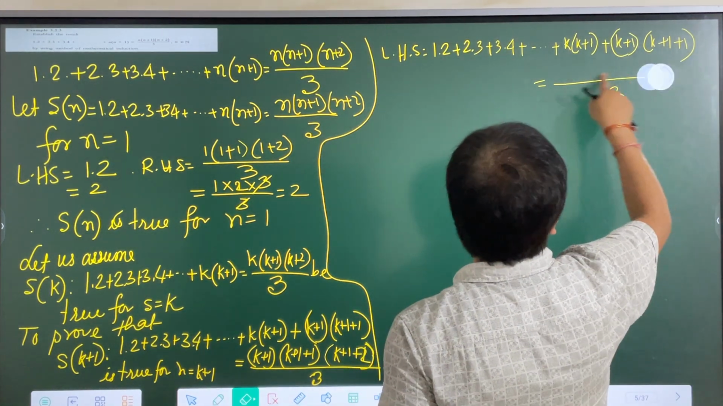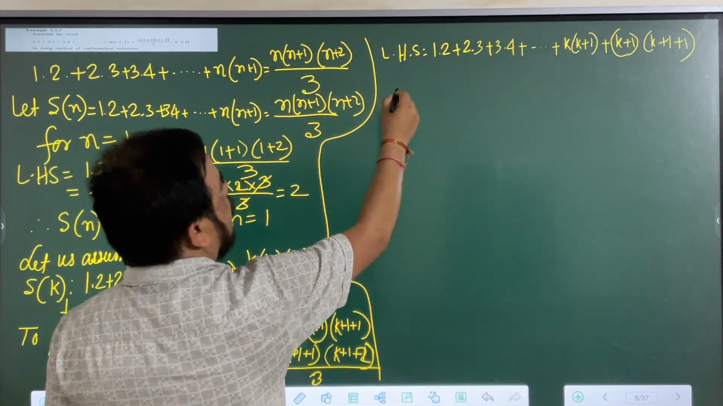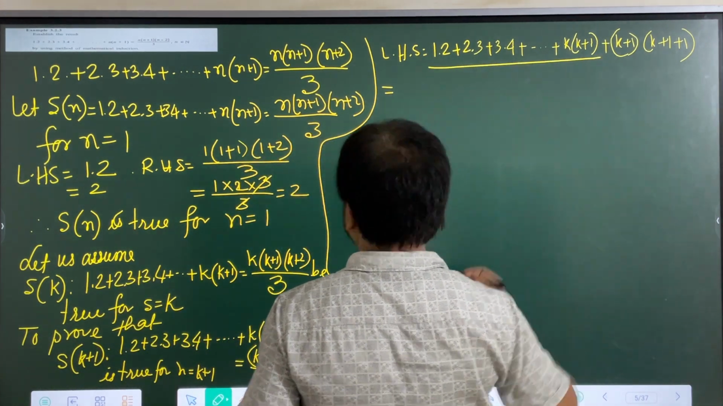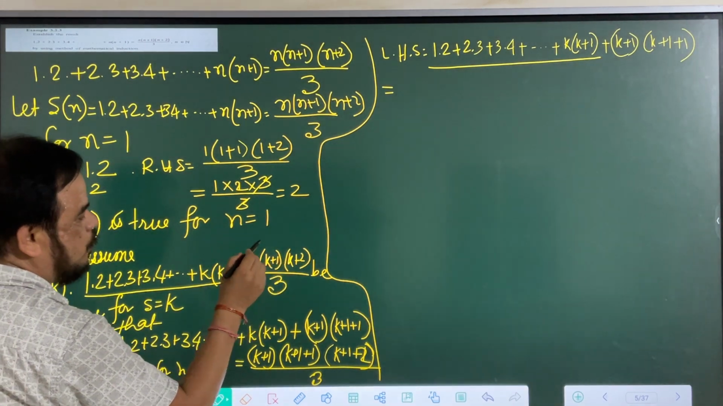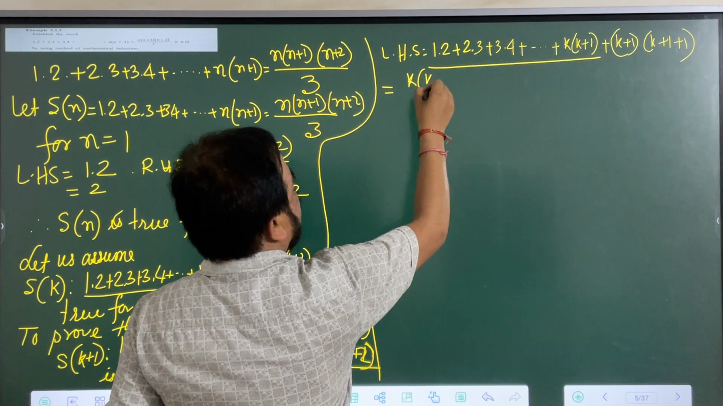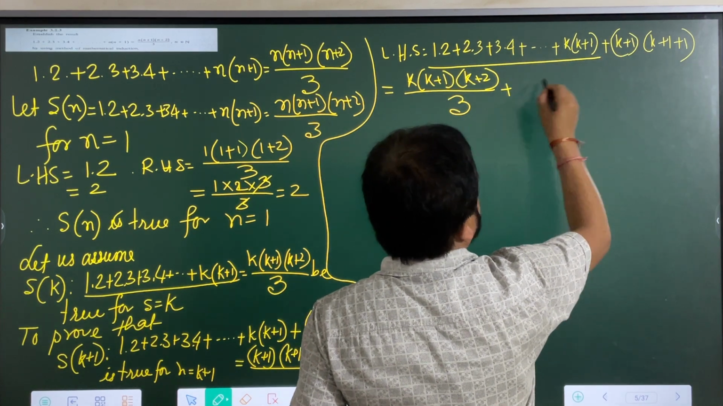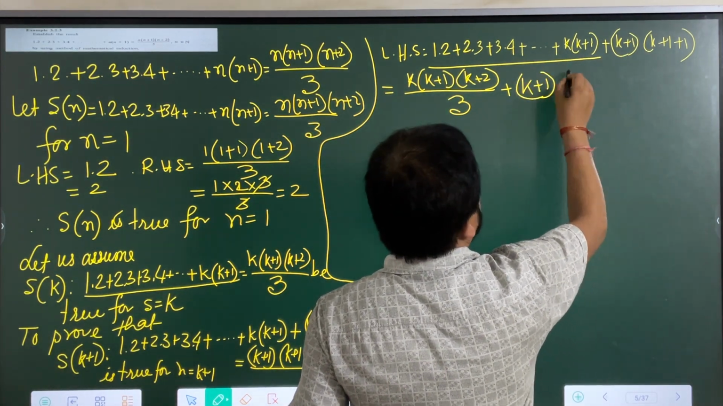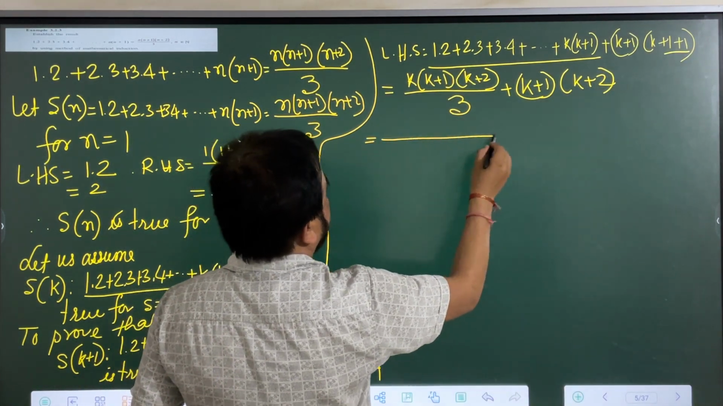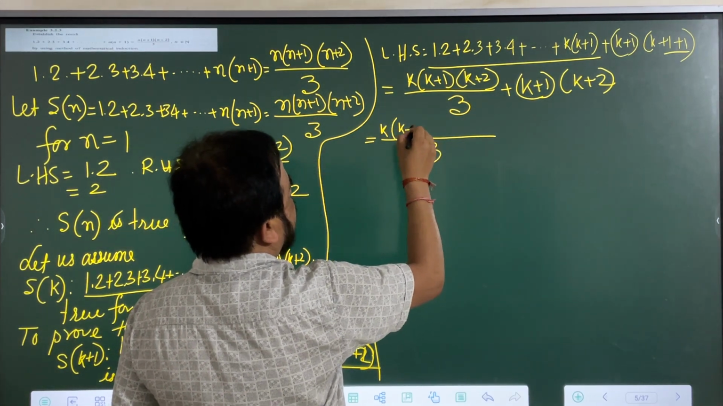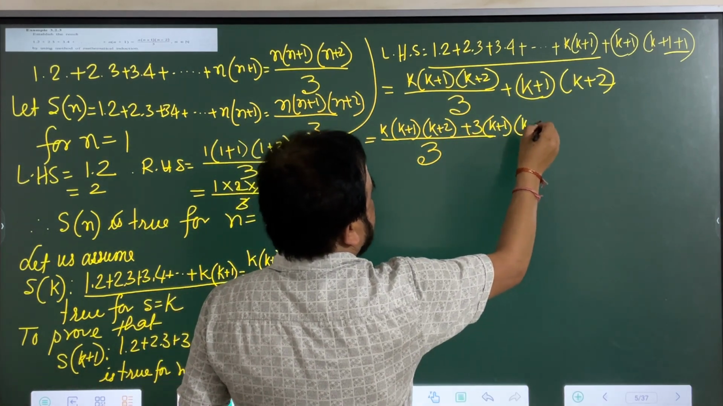Right hand side no need to write. Right hand side we don't have to write. We will prove by doing calculation, right hand side equal. So here to here we can write k into k plus 1, k plus 2 by 3. K into k plus 1 into k plus 2 by 3 plus this one as it is, k plus 1 into k plus 2. 1 plus 1 is 2. Now LCM 3, k plus 1, k plus 2 plus 3, k plus 1, k plus 2.